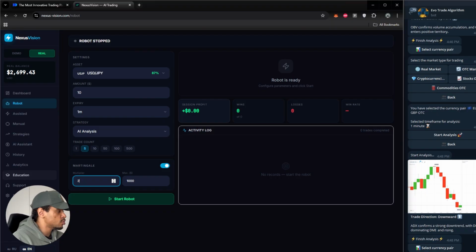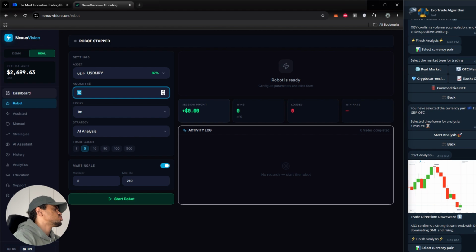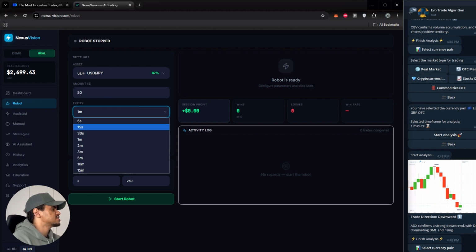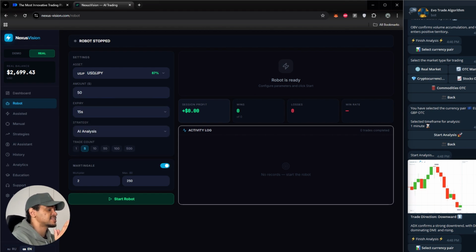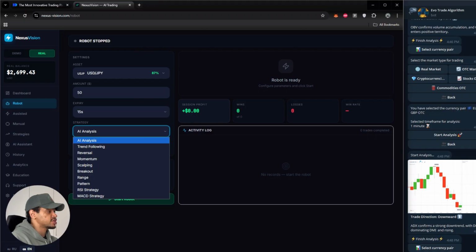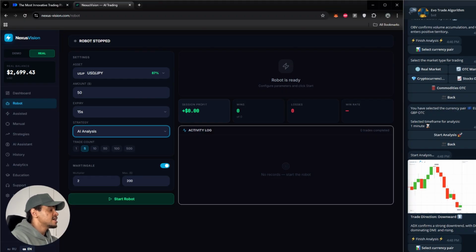We're going to do 2 martingale. We're going to go to 400. Let's do 250, and let's do 50 amount with 15 seconds time frame. So you select the settings that you want for the robot to execute. We have the asset, the amount per trade, the expiry, and the type of strategy the robot is going to use. I use AI analysis because it combines everything in it. And we have trade count 5 trades, and the multiplier is 2 for martingale.